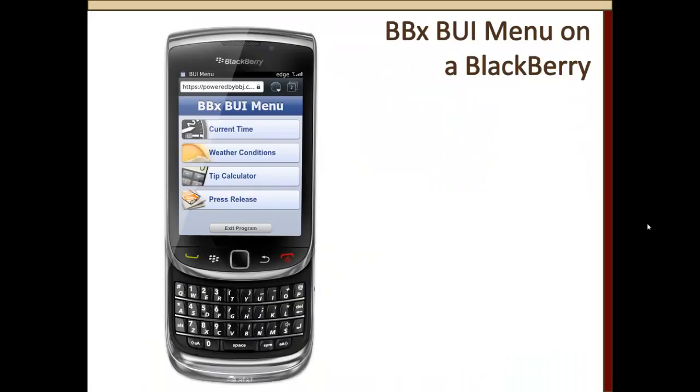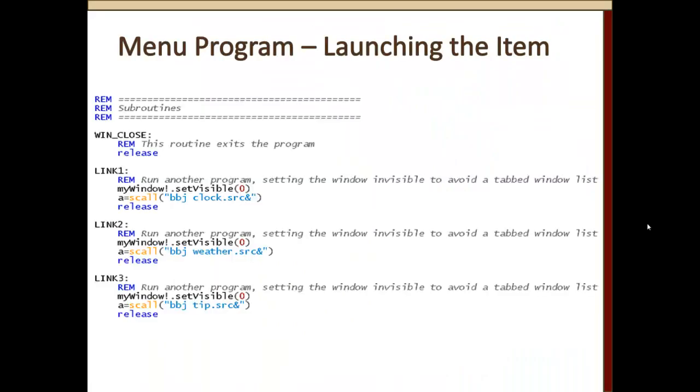Thanks, Nick. So what does some of that code look like under the covers? So here we see the menu program launching the various items. Link 1, link 2, and link 3 are the labels for running this specific program. So the BBJ clock, you'll notice that it's been run asynchronously. That's the ampersand at the end.